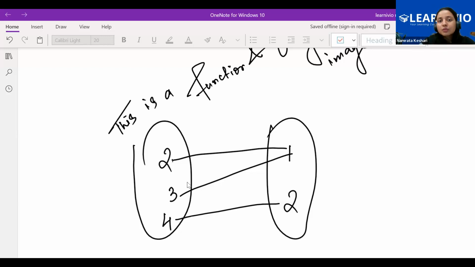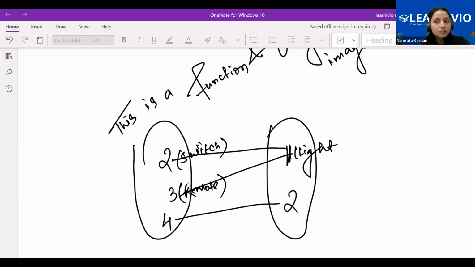Now you can understand it this way: you press the switch, the light is on. Suppose this one is the light. You press the switch, the light is on. You press the remote, there is a remote also, and again the light is on. This is acceptable. But one input cannot generate two outputs. Okay, getting it? When to call it a function and when not?